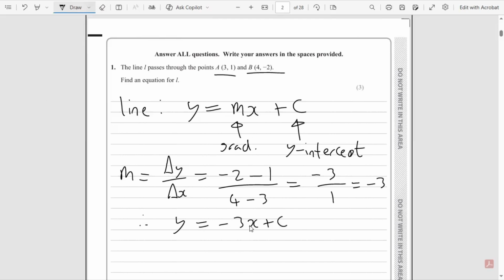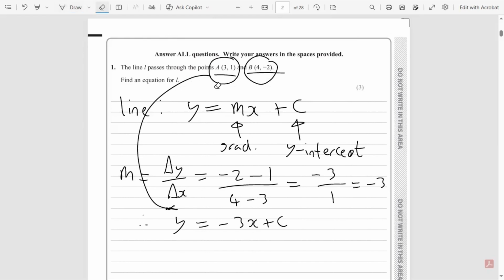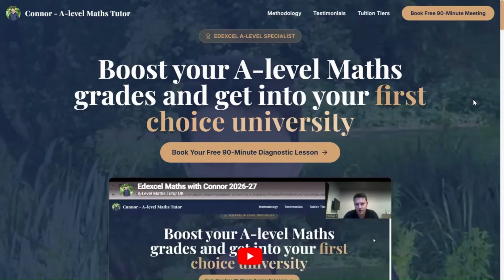Now, to get the +c, there are a couple of things we could do. We could either sub one of these coordinates into the equation down there, and then from there work out the +c. Or we could also use the equation y - y1 = m(x - x1).